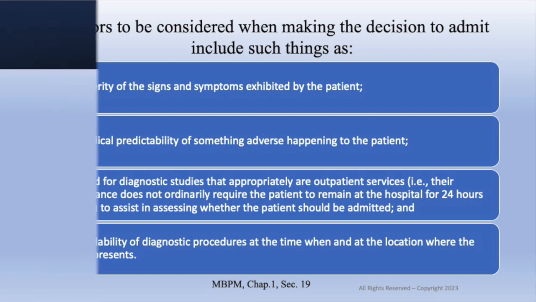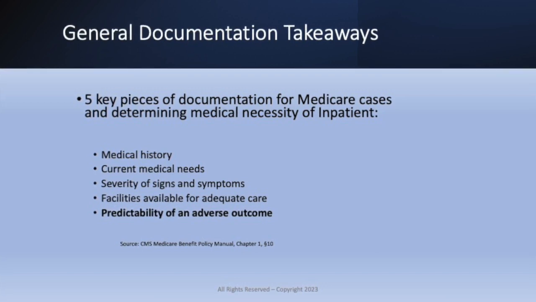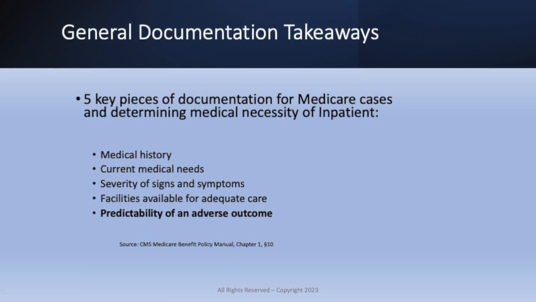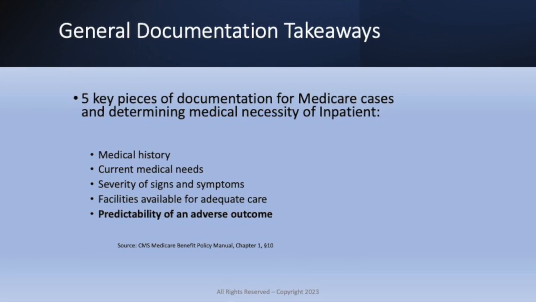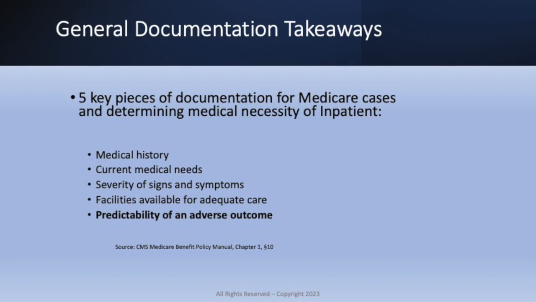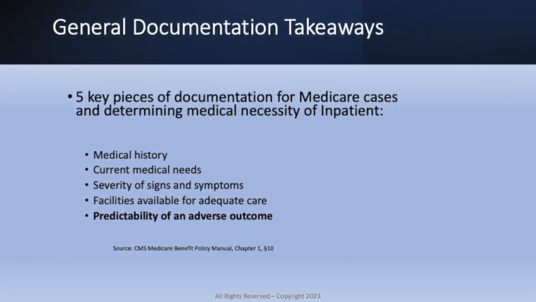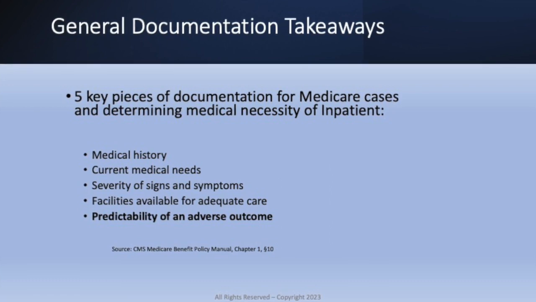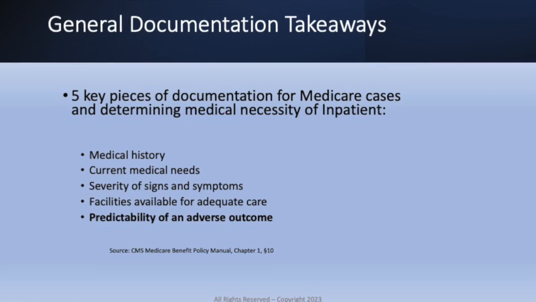But in summary, there are 5 key pieces of documentation for Medicare cases and determining medical necessity of inpatient. Now realize that this using Medicare as a standard should also follow through with the rest of the payers. Those 5 elements are the medical history, current medical needs, severity of signs and symptoms, facilities available for adequate care, and most importantly, the predictability of an adverse outcome.